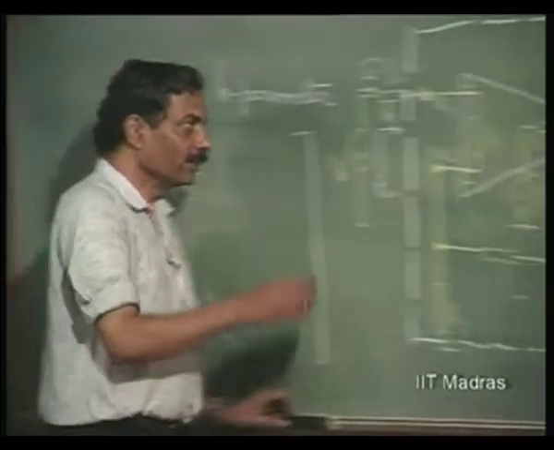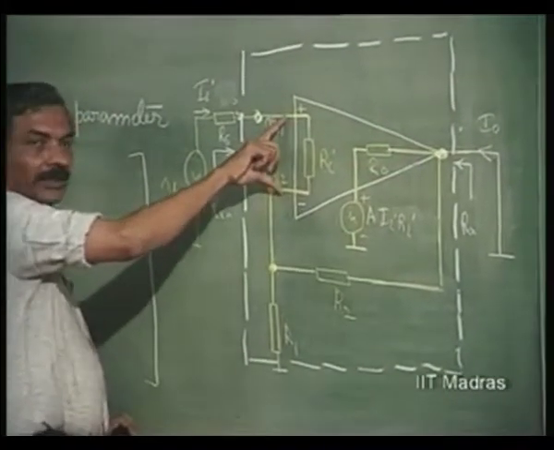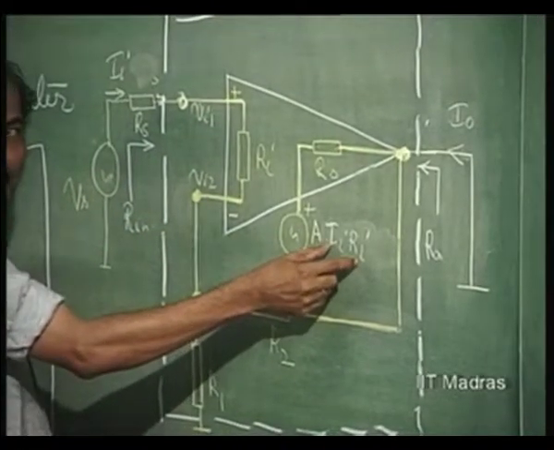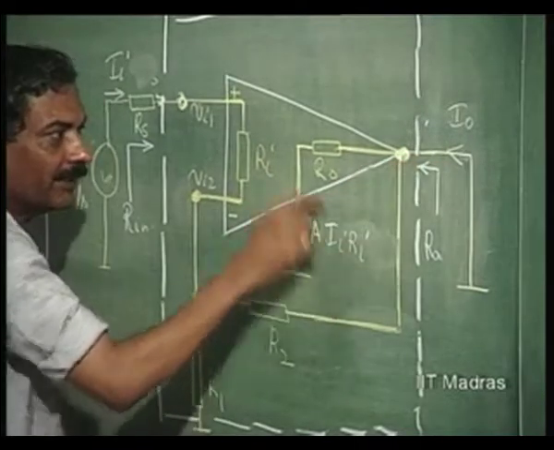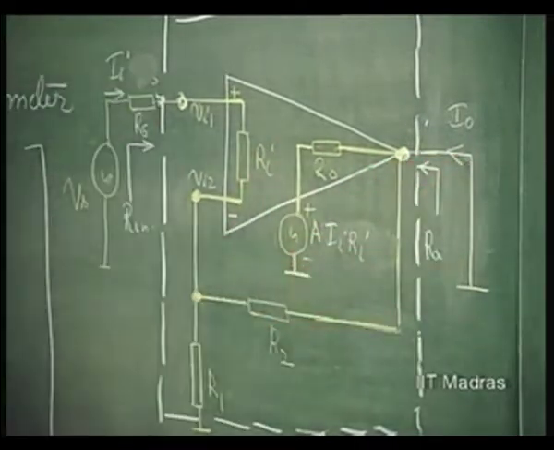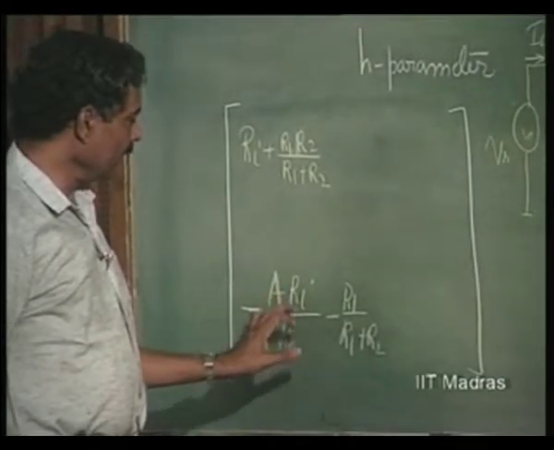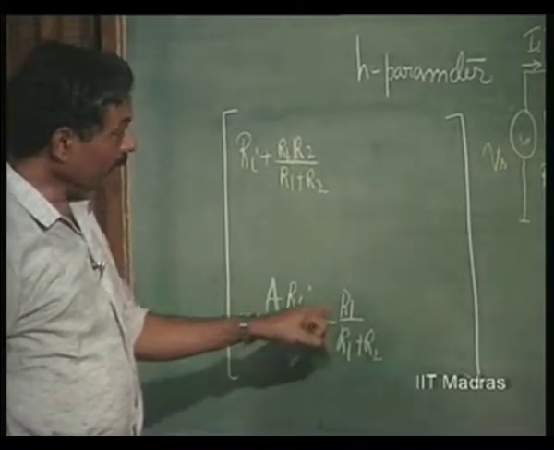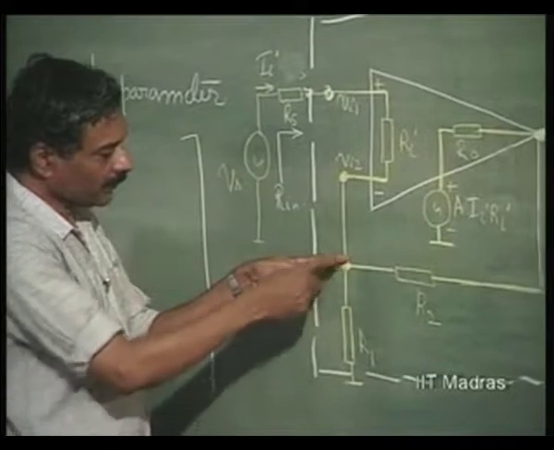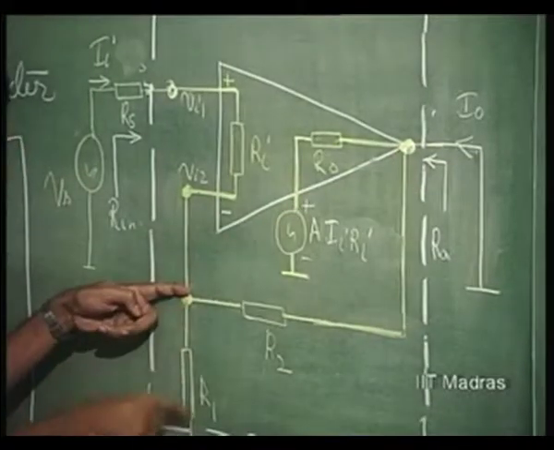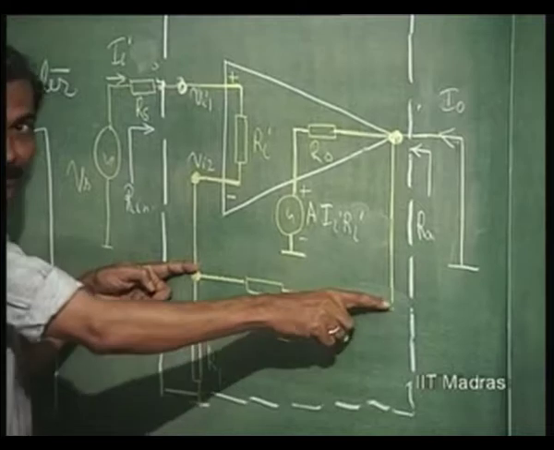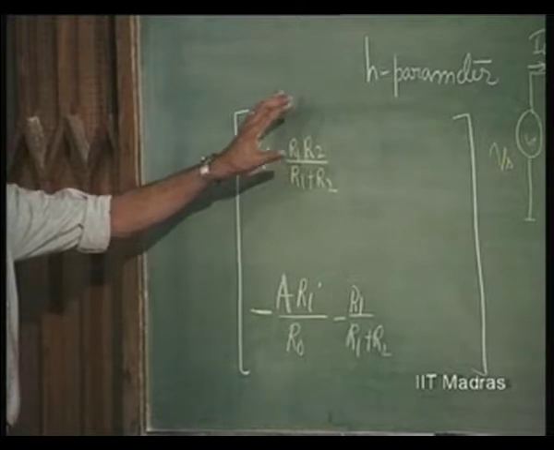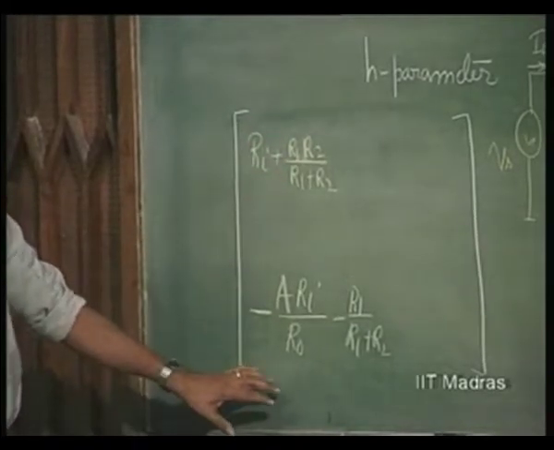Once again, let us see, going through the amplifier, this voltage is Ii into Ri, and therefore A times Ii into Ri is the voltage here, and that will drive a current A times Ii into Ri by R naught in the opposite direction, so minus. So A into Ri into Ii divided by R naught divided by Ii. Here Ii also has a part of current going in the forward path: Ii into R1 by R1 plus R2 is flowing this way. So these two are the parameters HI and HF.